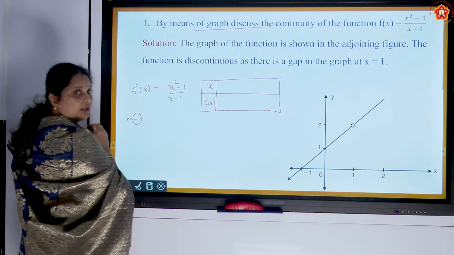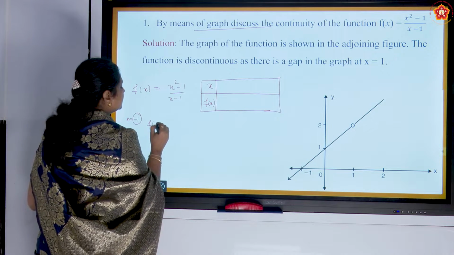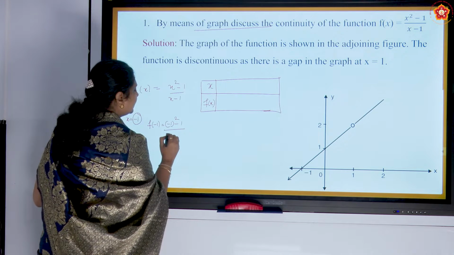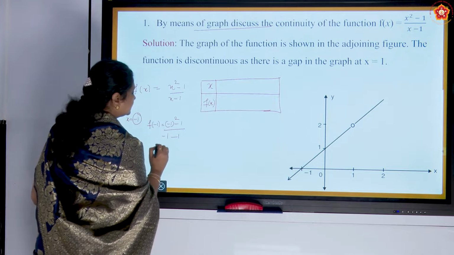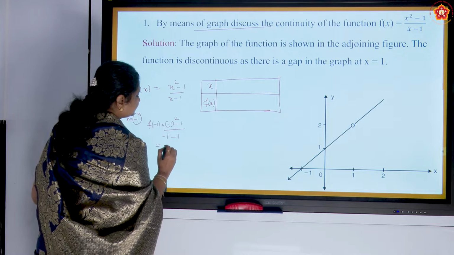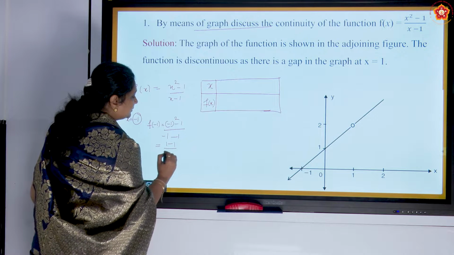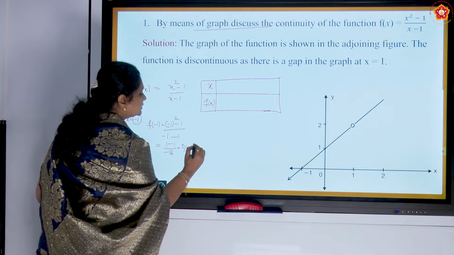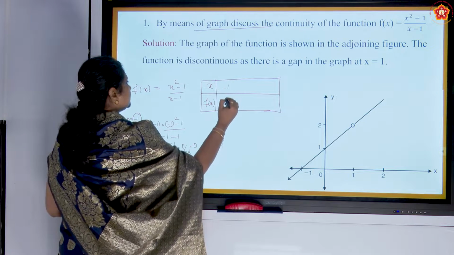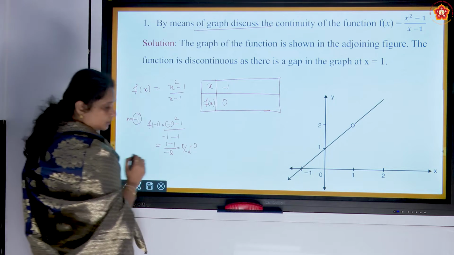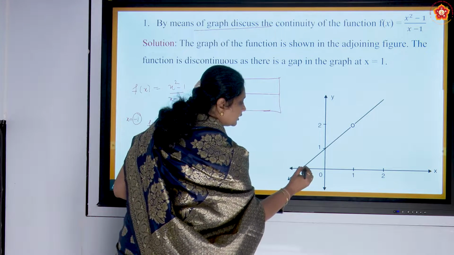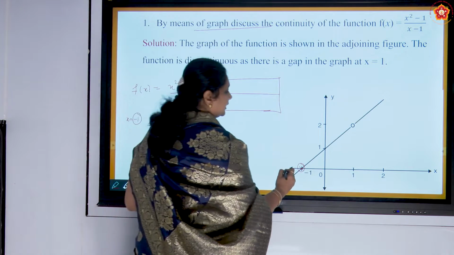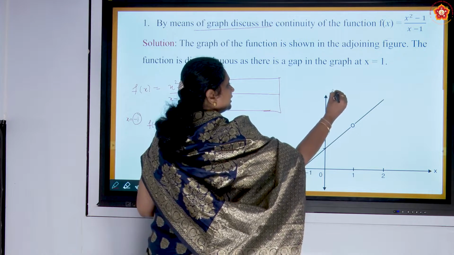When you give minus 1, your f of minus 1 is going to be minus 1 the whole square minus 1 by minus 1 minus 1. So that is equal to plus 1 minus 1 by minus 2. That's 0 by minus 2, 0. So here it is minus 1, this is 0. So we make a point on the graph, minus 1 comma 0. So your x is x and this is your f of x or y.